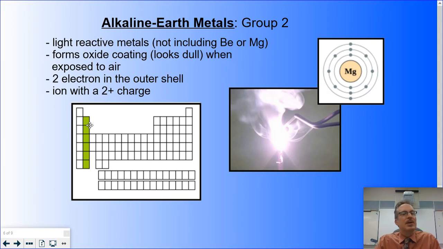Again, if we go down the column, we are looking at beryllium, magnesium, calcium, strontium, barium, and radium. These all have 2 electrons in the outer shell, so they have a 2+ charge. If I take a look at our example of magnesium, you can see we have 2 electrons in the first shell, 8 in the second, and then 2 in the third. It has 2 valence electrons in the outer shell because it is in group 2. It also has 3 energy levels because magnesium is right here in the first, second, third period. So again, pointing out the tricks of the periodic table.